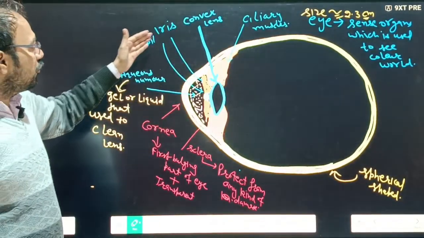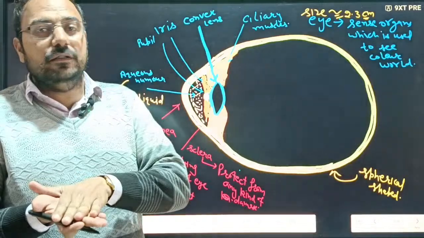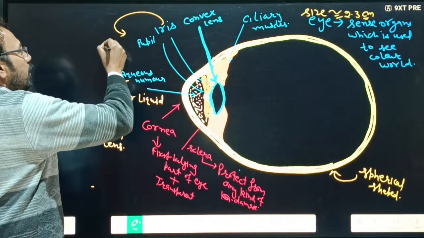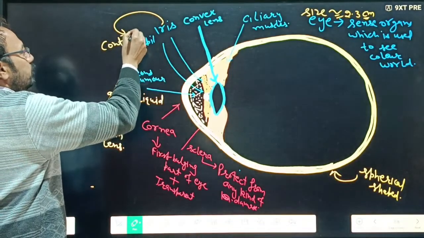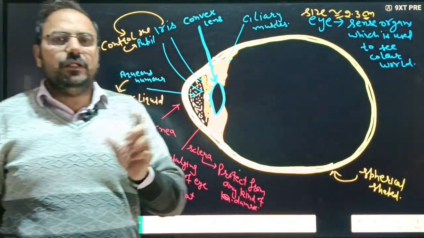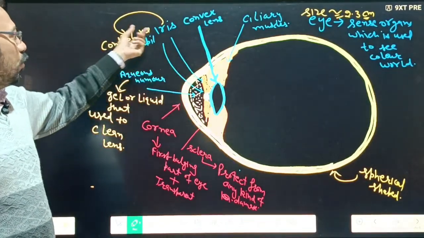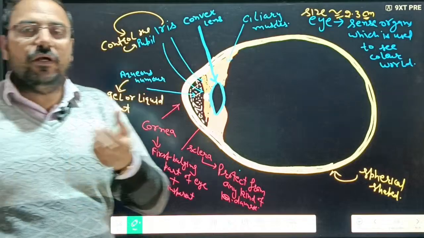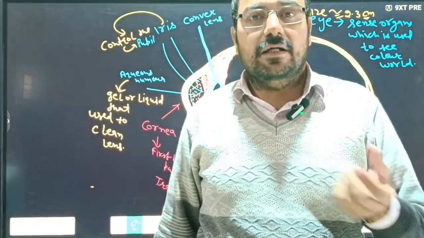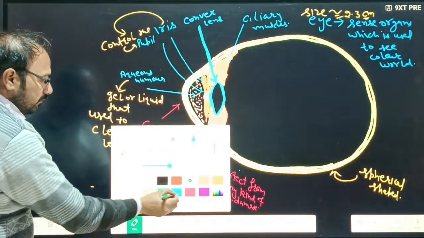Okay, and here this is the iris. So what is the function of the iris here? The iris controls the size of the pupil. So we write: controls the pupil size. The pupil is basically a window, so the area of this window is controlled by the iris. The iris may be of different colors, like black, brown, gray.